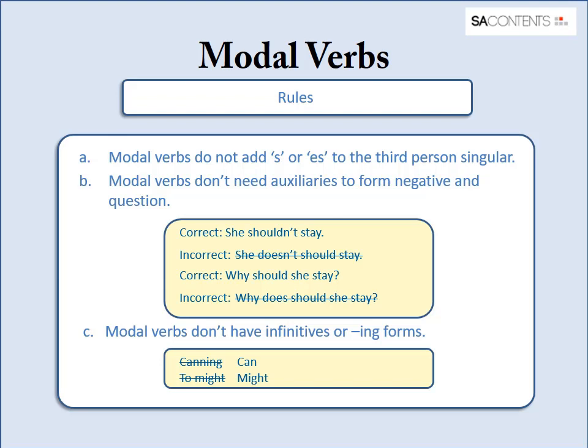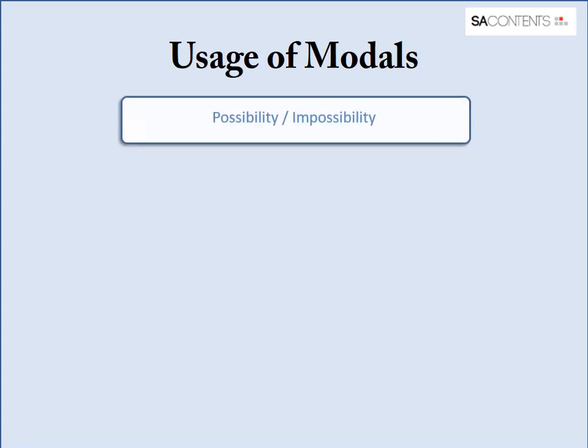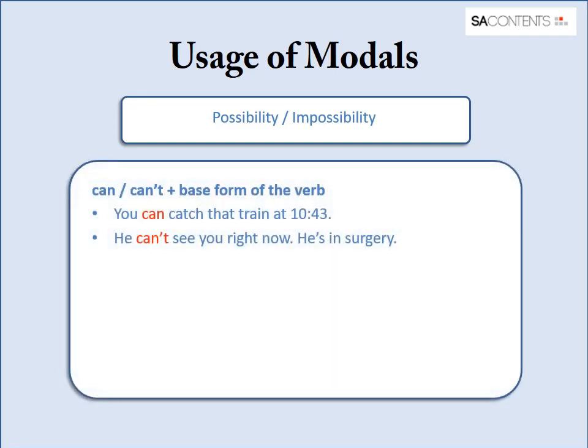Now let's understand a few usages of modals. First, we will talk about the modals which are used to express possibility or impossibility. Can or cannot plus base form of the verb. Let's take an example for this structure. You can catch that train at 10:43. If I use the negative form, then we have to write he cannot or can't see you right now. He is in surgery.